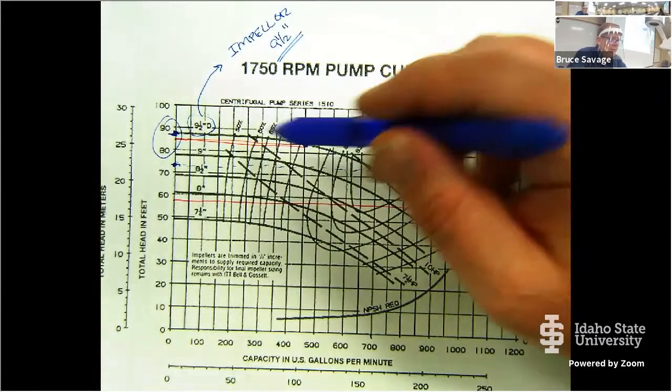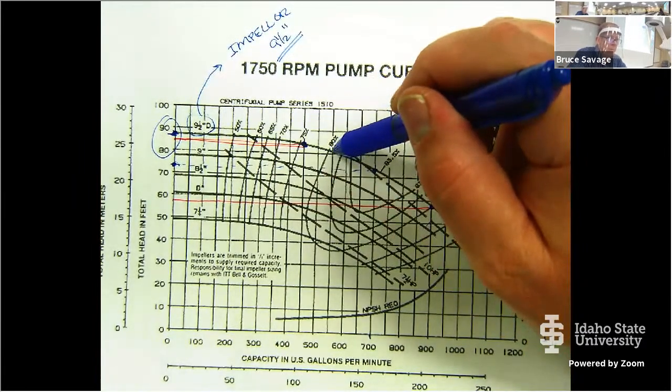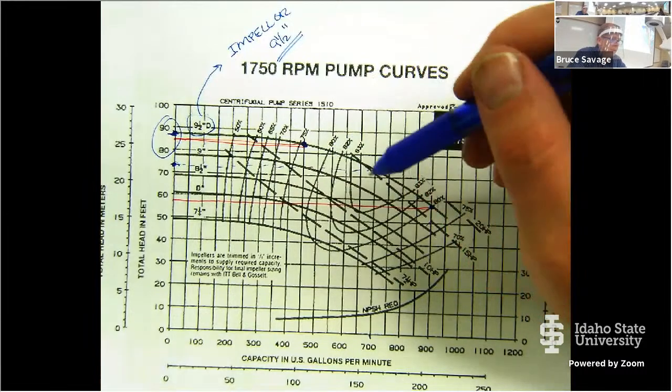Okay. So I just told you, I'm going to decide to use the 9.5 diameter impeller, and I want to fit a curve to that pump. I want to fit an equation to that pump curve. All right.